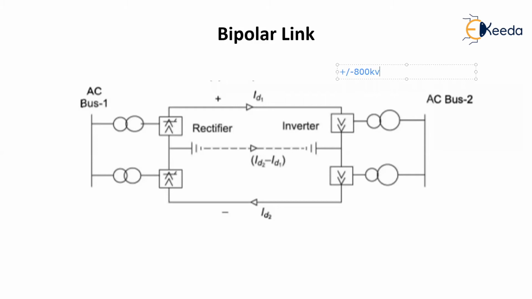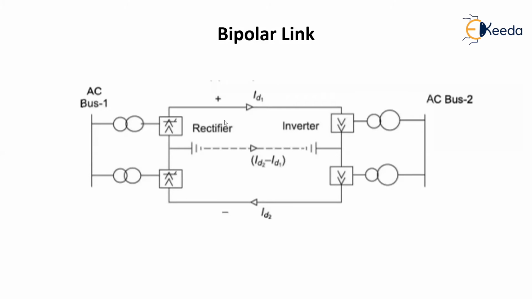So why are we speaking about plus or minus 800 kV? Plus or minus 800 kV refers to positive 800 kV and minus 800 kV. The majority of the HVDC links that are presently in our country are bipolar links only. So that is one of the important advantages.